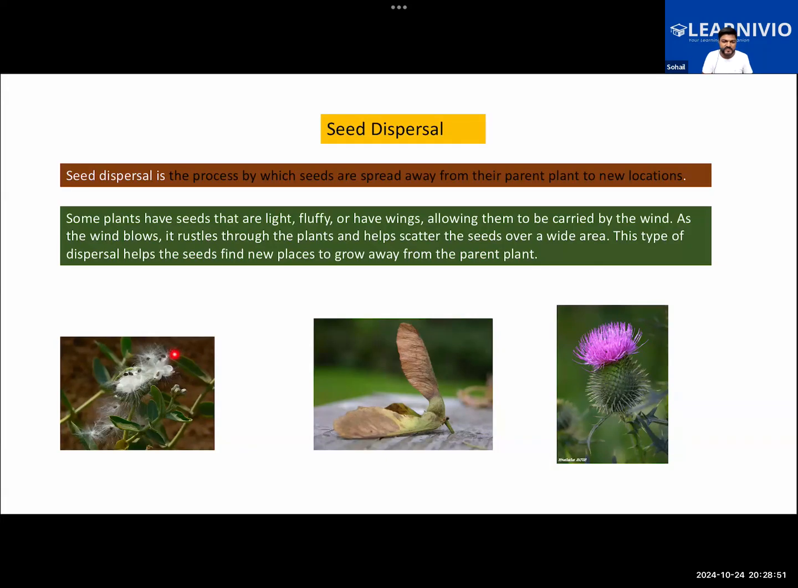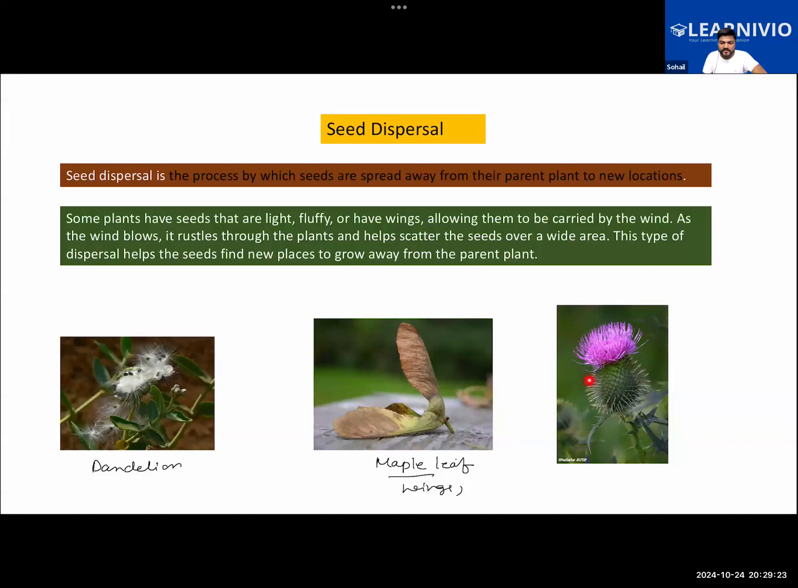Seeds of some plants, like for example dandelion seeds, are very lightweight, so they will be carried away by the wind. For example, this one is also very lightweight, the maple leaf flower. The seeds of the maple are also very lightweight, so they can also be carried by the wind. They are light and fluffy, and they have wings. Like this maple seed, does it not look like it has wings? The shape looks like it has wings.